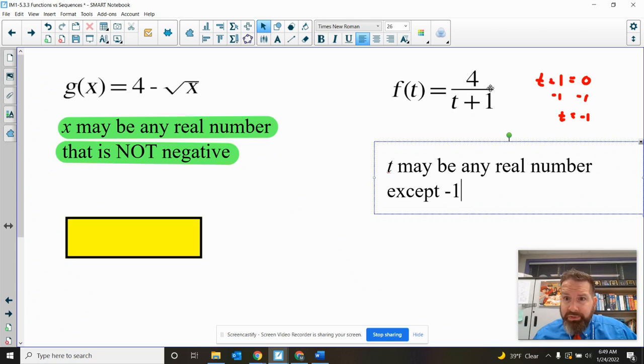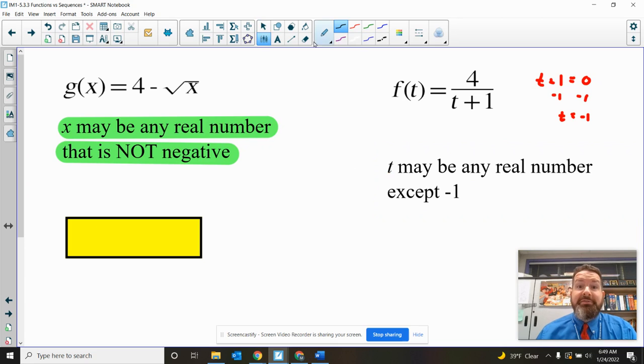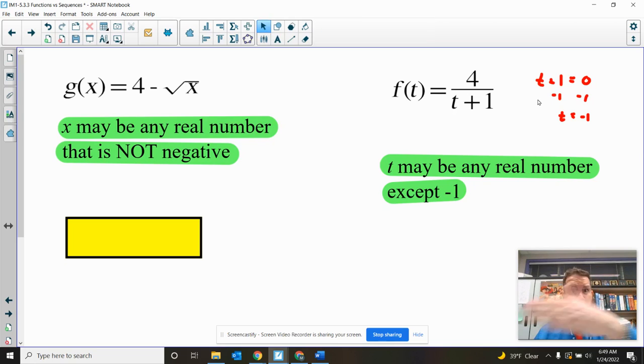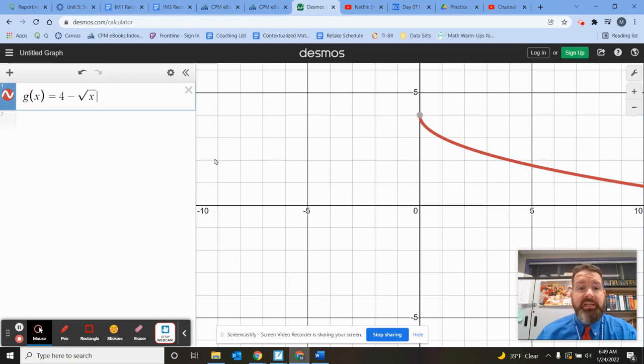Let's check. Are there square roots going on? No square roots. Okay, so we're all set there. So t may be any real number except negative 1. Let's check that on a graph, see how it looks. So what we should see is a graph that exists everywhere, except at the one location where t equals negative 1.